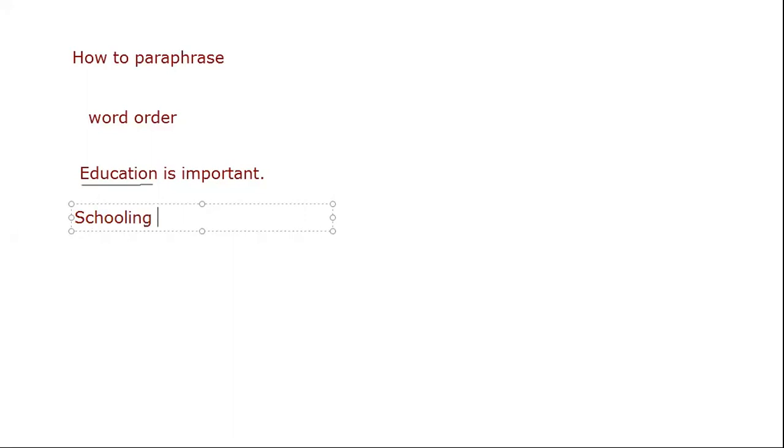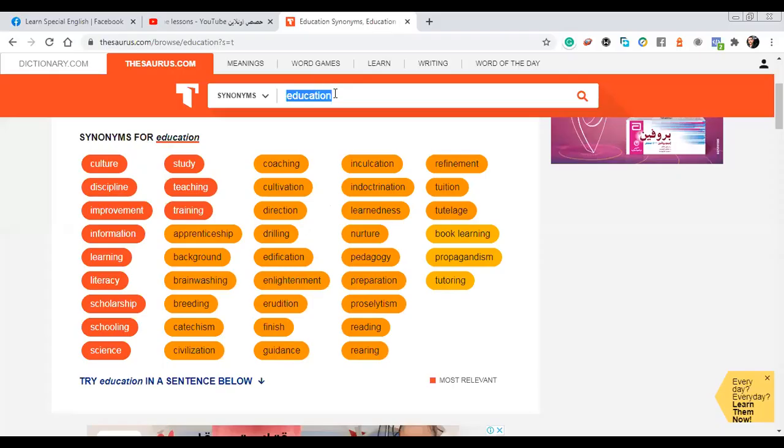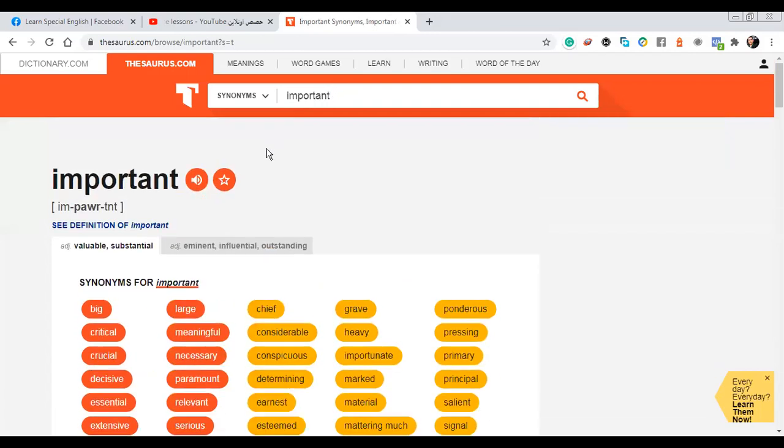All right, you cannot change the verb to be right here, right? So it has to be, yes. So let's see important. Do we have other synonyms for important? Let's check. So let's write important here, and let's see what we can find.